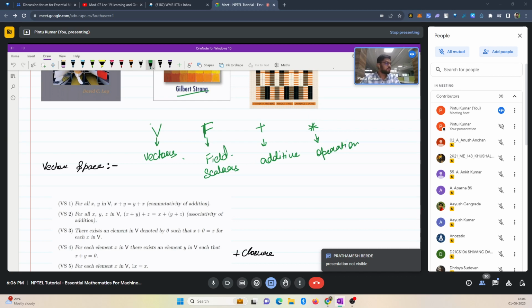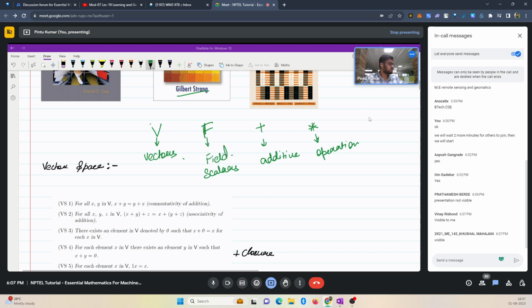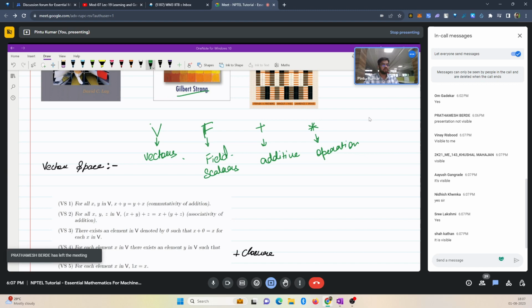Is it not visible to everyone? Can you see whatever I'm writing in the presentation? Okay. Pratmesh, you can try rejoining. Then I think it would be visible.